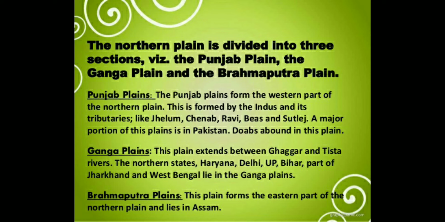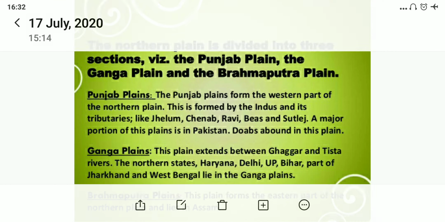form the western part of the northern plain, the western part of India. This is formed by the Indus and its tributaries like Jhelum, Chenab, Ravi, Beas and Satluj. A major portion of this plain is in Pakistan. Doabs abound in this plain. There you will find many doabs. Understood?